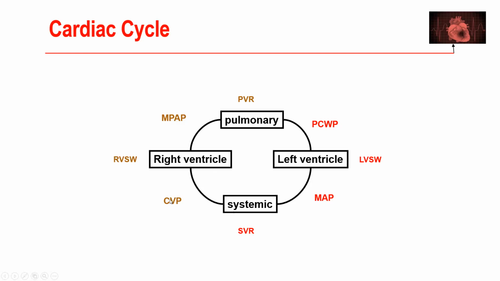RV failure, CVP will be high. We have systemic edema, but the lungs are dry. LV failure, the lungs will be wet. Wedge pressure, PAD will go up. LV failure, filling pressure to the left heart goes up. RV failure, filling pressure to the RV goes up.